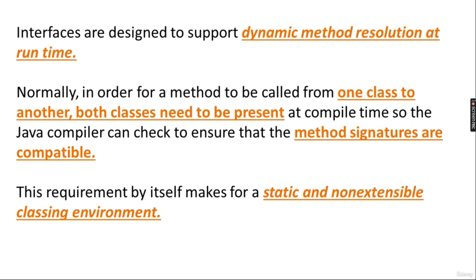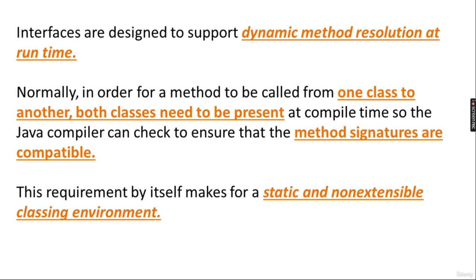Both classes should be present at compile time, so the Java compiler can check to ensure that method signatures are compatible. This requirement by itself makes for a static and non-extensible classing environment. At compile time, both classes should be there, and the Java compiler checks to guarantee that method signatures are compatible.